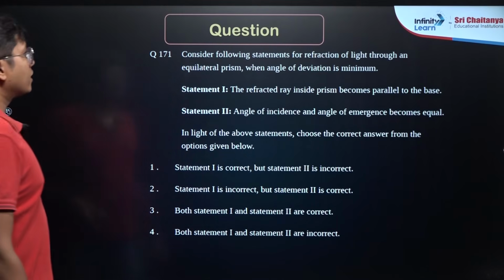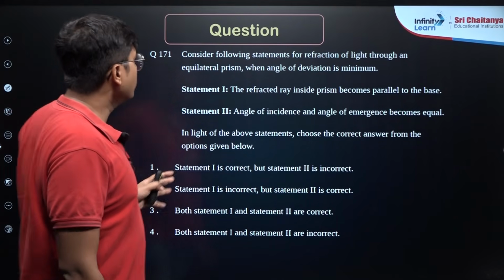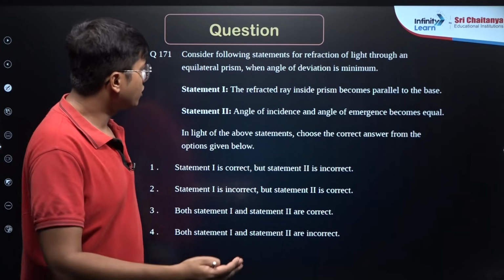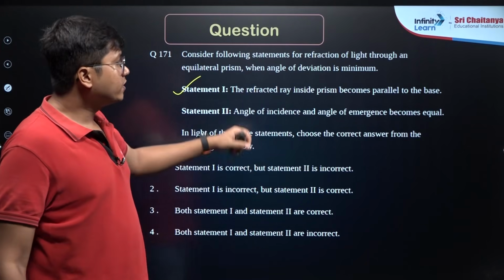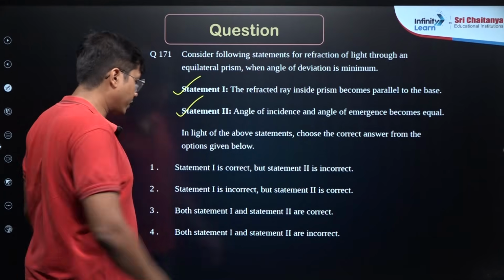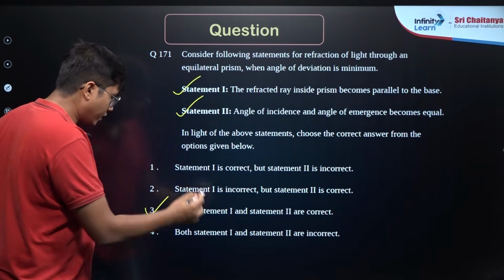Next, this one says, through an equilateral prism, the angle of deviation is minimum. So this is theory. The refracted ray becomes parallel to the base. That's a correct statement. The angle of incidence and angle of emergence are equal. That is also a correct statement. Both statements are correct. Option 3.